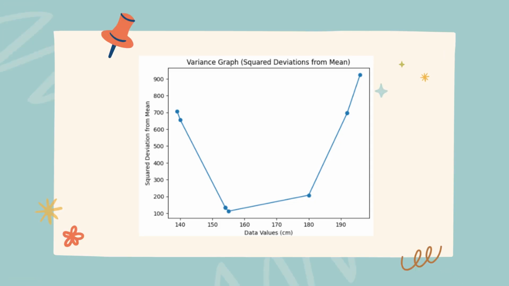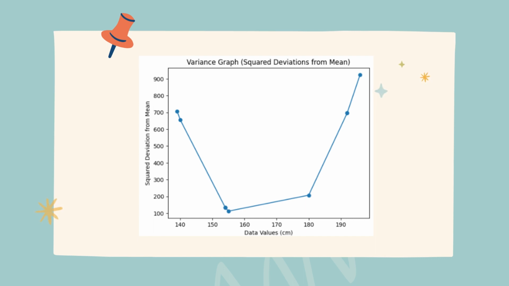Here we are looking at a variance graph, which shows the squared deviations from the mean. On the x-axis, we have the data values measured in centimeters. These represent heights, such as 140 centimeters up to 195 centimeters. On the y-axis, we see the squared deviation from the mean, which means how far each value is from the average, squared to remove negative signs and emphasize larger differences.